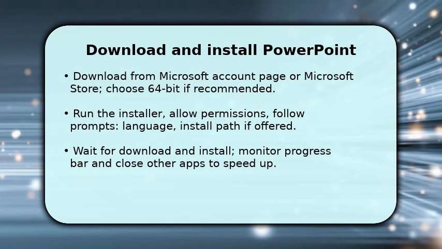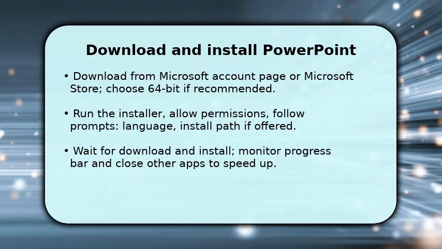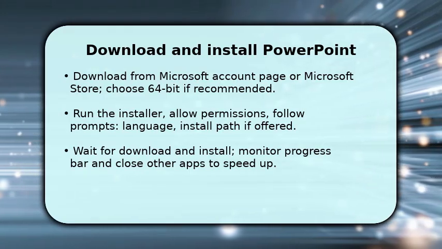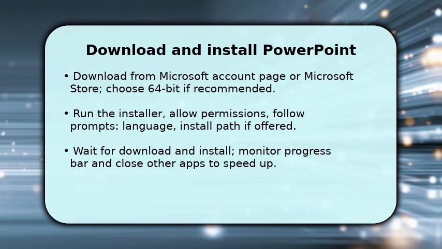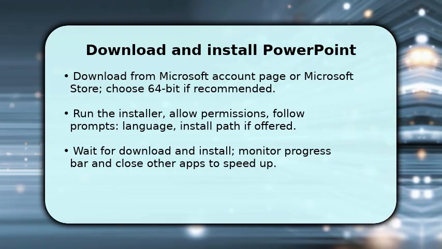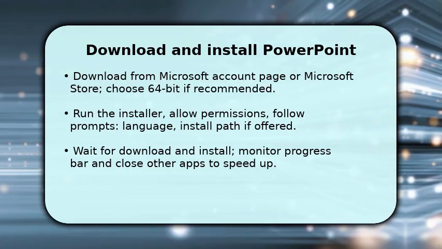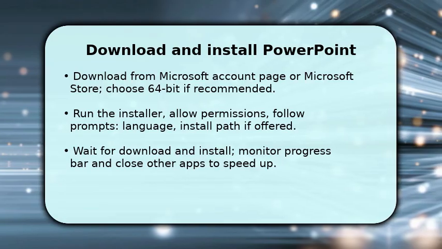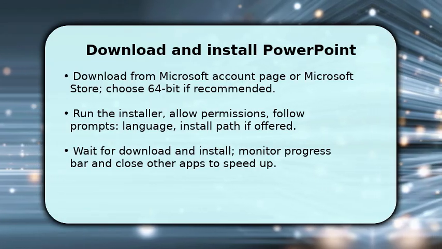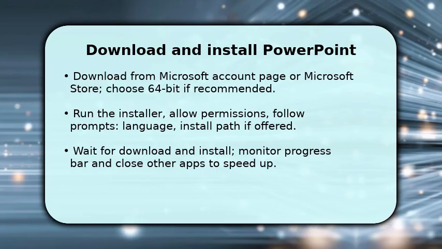Once the download begins, you'll run the installer file and grant any admin permissions. This allows changes to program files. Choose 64-bit unless a specific 32-bit need exists for add-ins. Follow on-screen prompts, select language, and accept the license agreement because correct options avoid future conflicts.